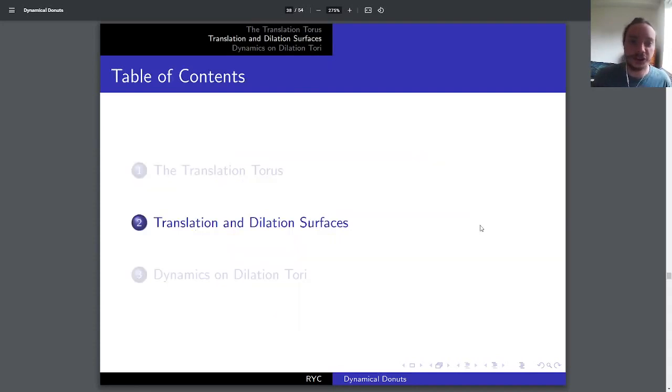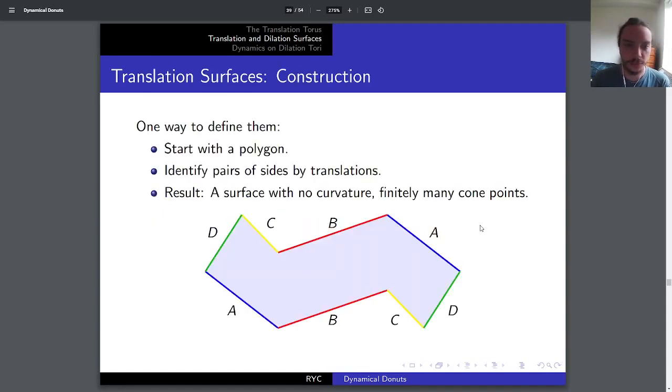So what happens next? Well, what we can do next is we can generalize this idea. So let's start to talk about translation and dilation surfaces. All right. So what is a translation surface? A translation surface is just like a translation torus, except now instead of a square, we're going to use any polygon. So we'll start with a polygon, and we're going to identify pairs of sides by translations. So importantly, this means that your polygon has to have pairs of parallel congruent sides. So parallel because we need to be able to translate them, and congruent because they can't stretch or shrink, right?